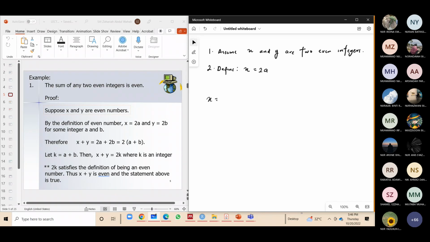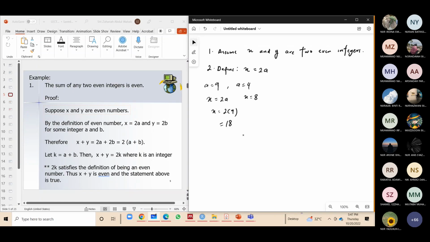Let's say I substitute a by 9. So x equals 2 times 9 equals 18. 18 is an even integer. If a equals 4, x will be 8. So 8 is an even integer. Whatever values you enter into a, you will get an even number. So this is how we define an even number.